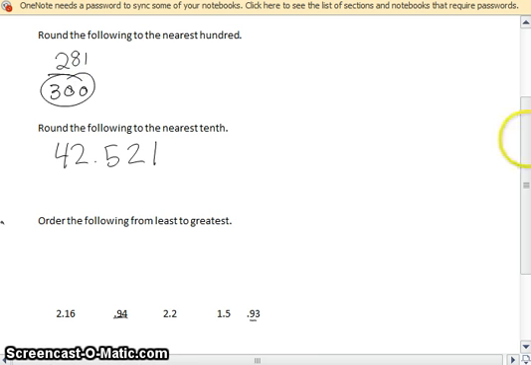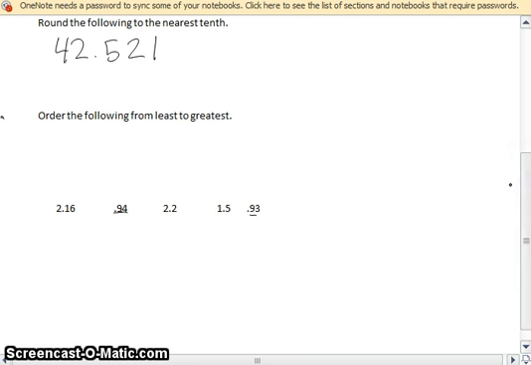The next one is rounding the following to the nearest tenth. This one is actually a decimal, but it's really no different from a whole number. This would be the tenth position. This is the hundredth, and this is the thousandth.